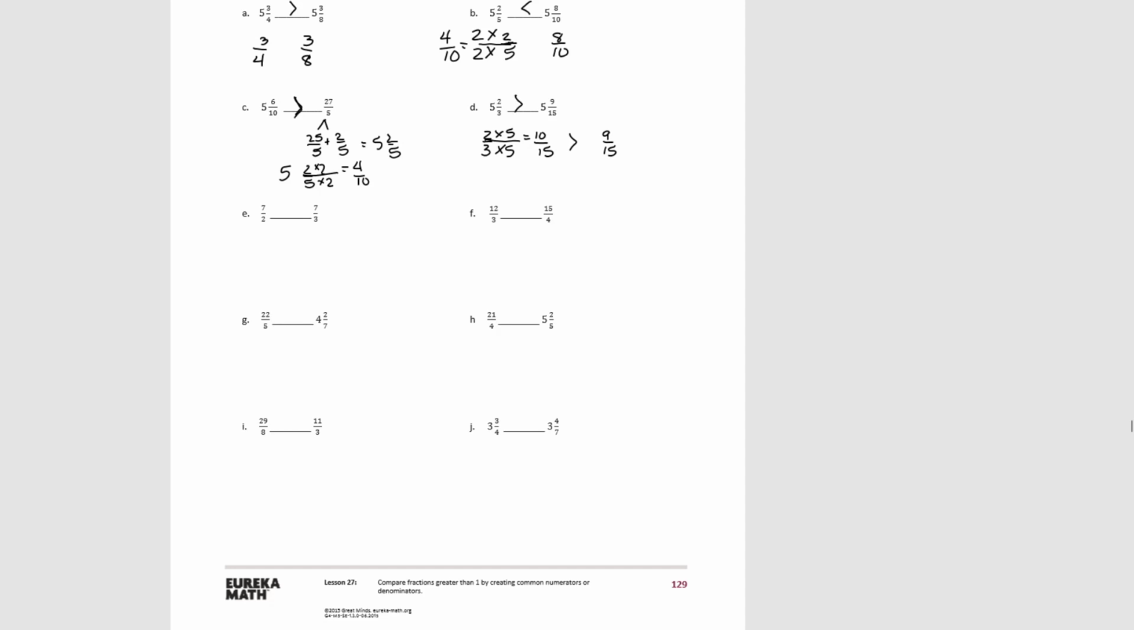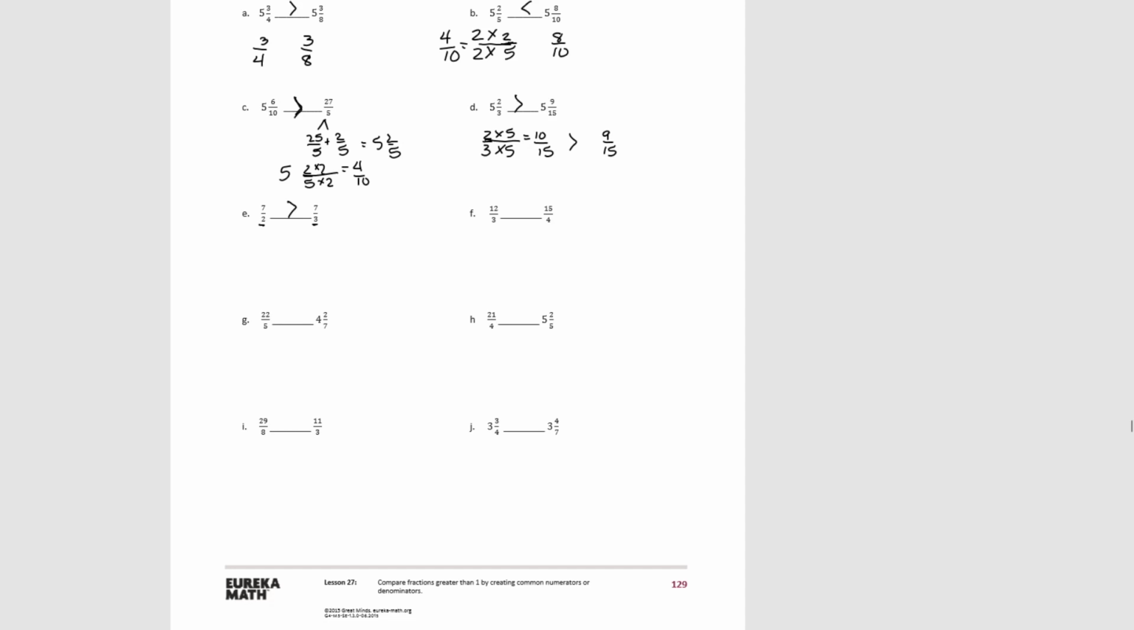Try E. For E, our numerators are the same, so when we look at the denominators, we see that halves are greater than thirds, so 7/2 would have to be greater than 7/3.